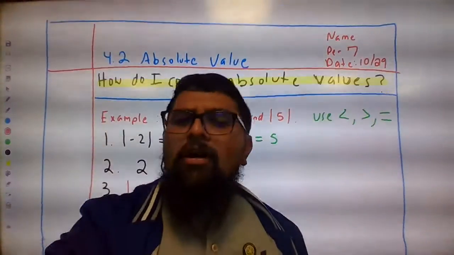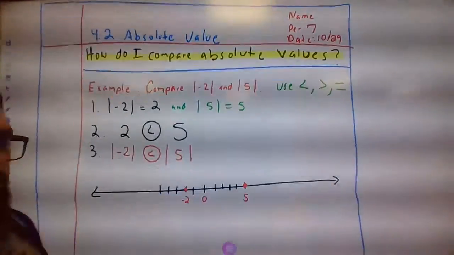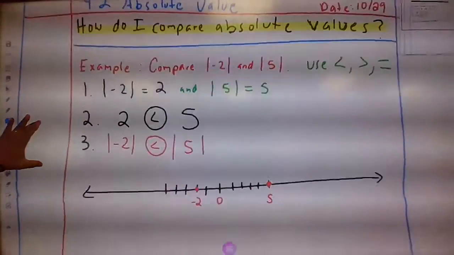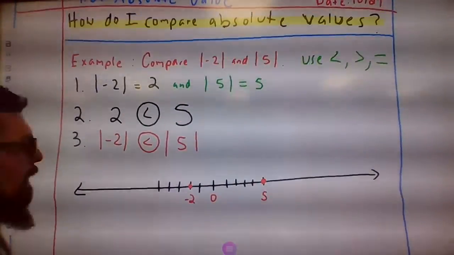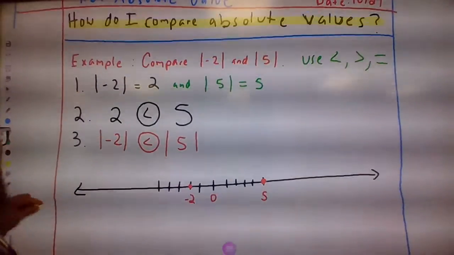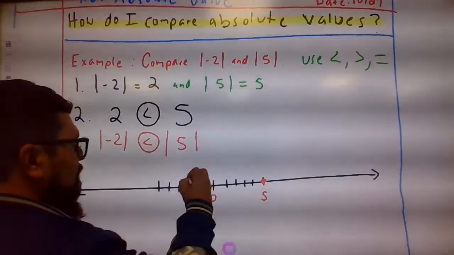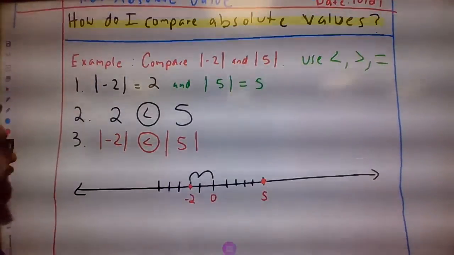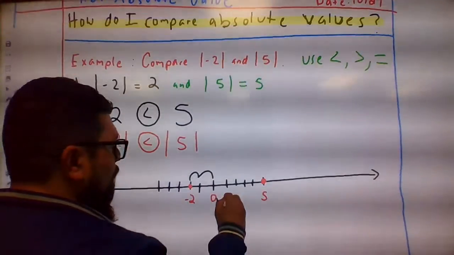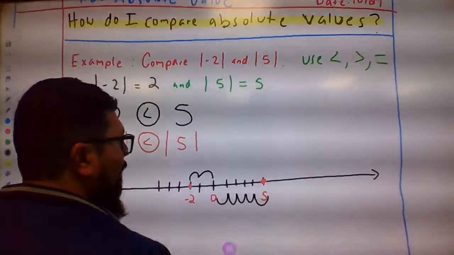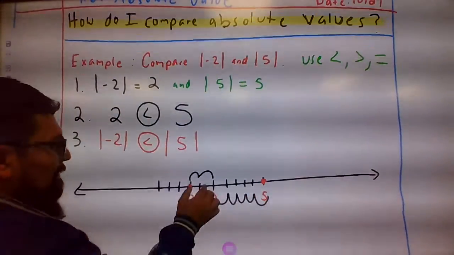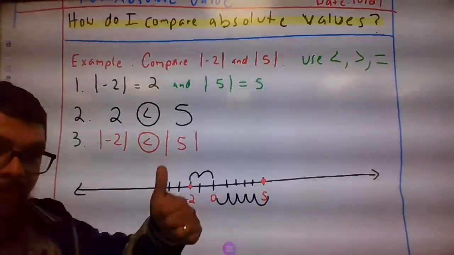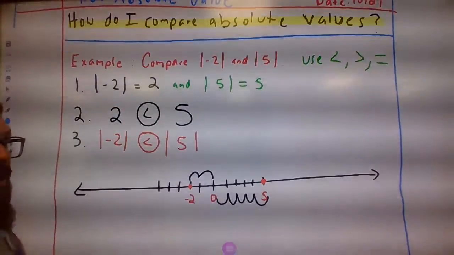Let's see. Let's draw our number line. All right, so here's our number line. All right, let me zoom in. So let's see the distance of -2 from 0. The distance is 1, 2. Okay, and then the distance to 5 is 1, 2, 3, 4, 5. So this distance is smaller than this distance, right? So this is true. And we are done.